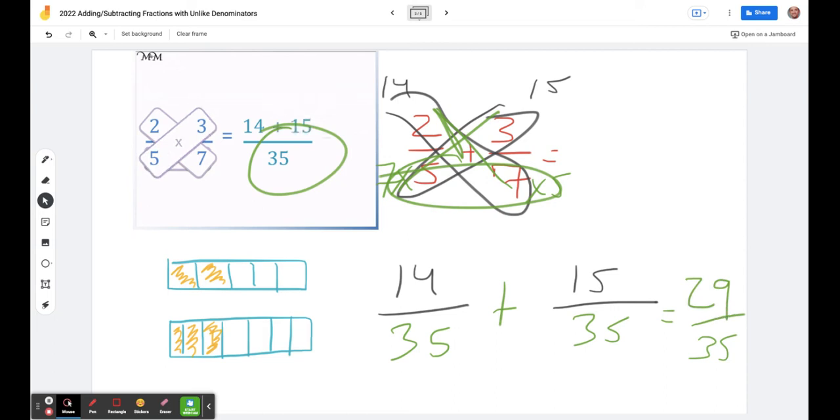So title that the butterfly method. It's a great method, works really well. Once you get really good at it, it goes really fast. And it's pretty simple. Not always the best, but it works.